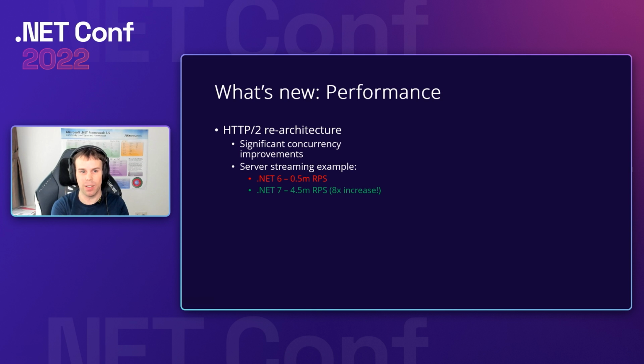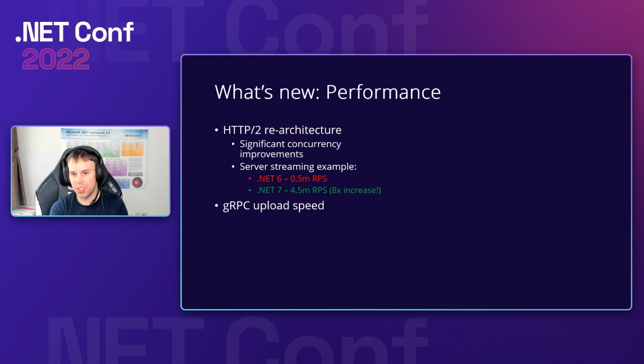Now, in a benchmark, we saw a server streaming benchmark. We saw an 800% increase in requests per second after this change. Now, this particular benchmark really stresses that lock. It's probably a worst case scenario. But even in more typical gRPC and HTTP2 usage, we still notice nice improvements after this change in .NET 7.